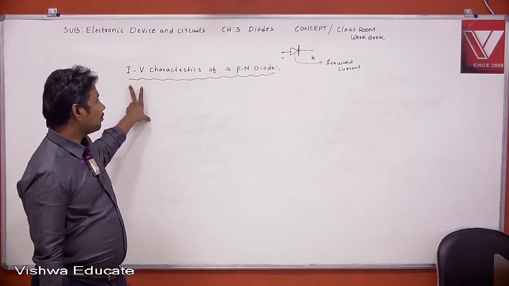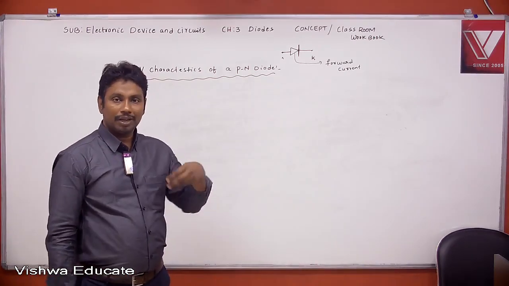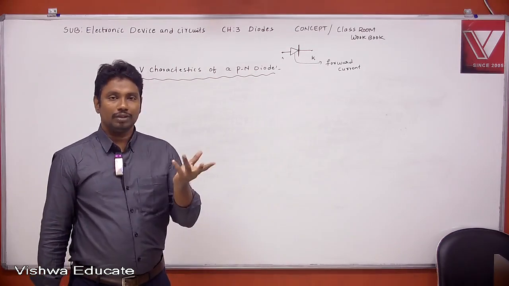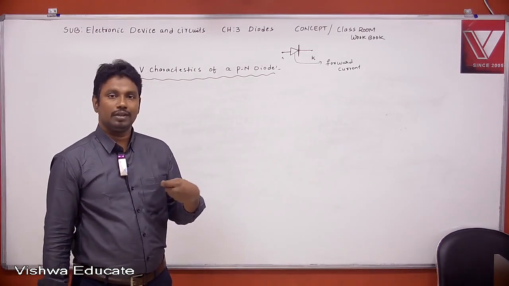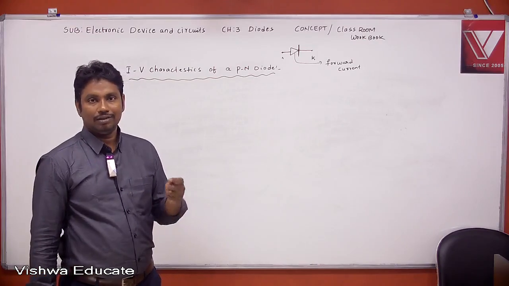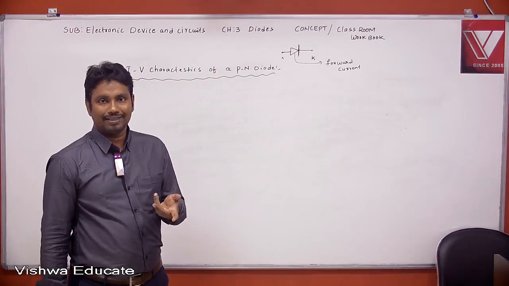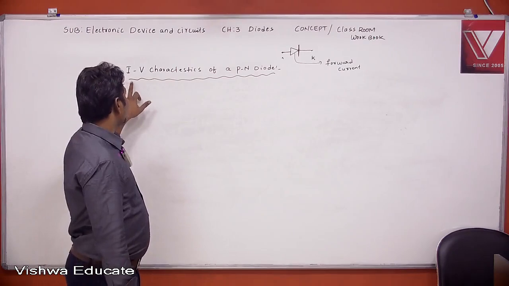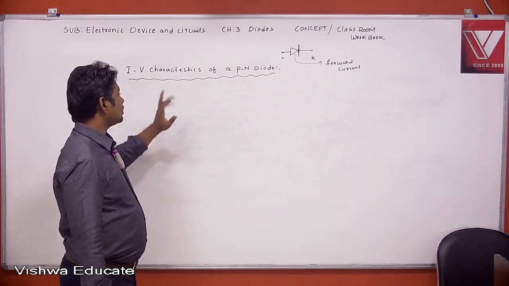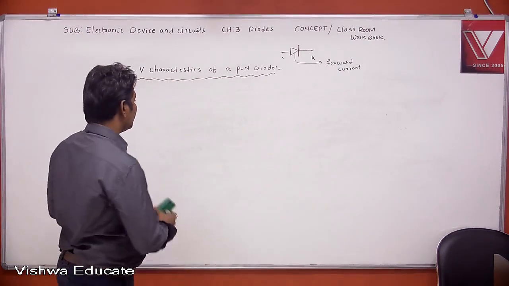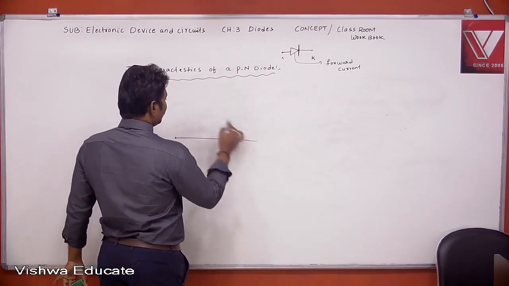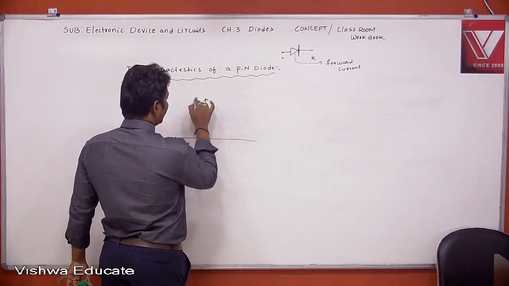In the case of a PN diode, what is happening? We are applying some voltage, so current is flowing. That means input is voltage and output is current. Generally, output is on the y-axis and input on the x-axis. That's why it is called I versus V characteristics of a PN diode. So here I want to draw the IV characteristics of a PN diode.